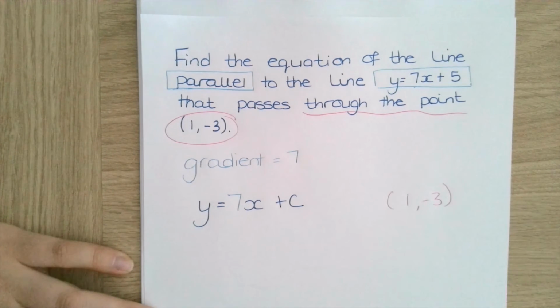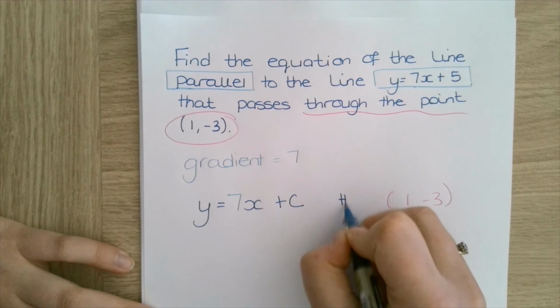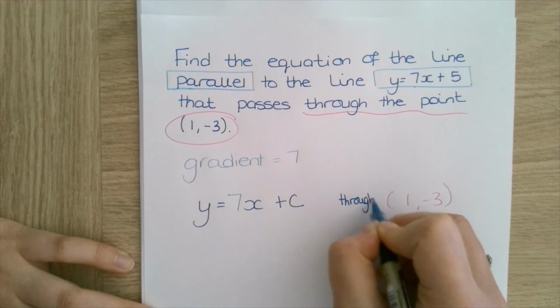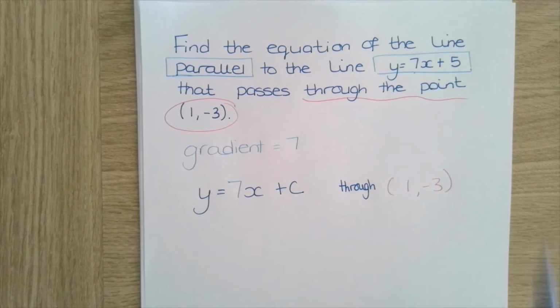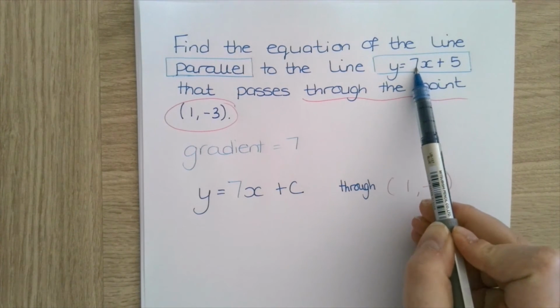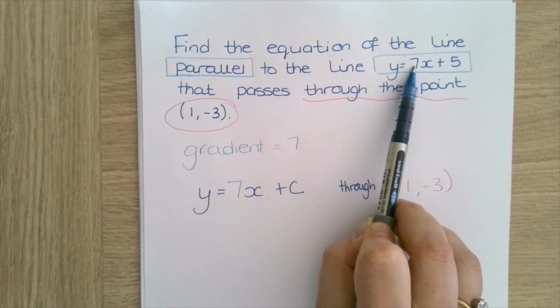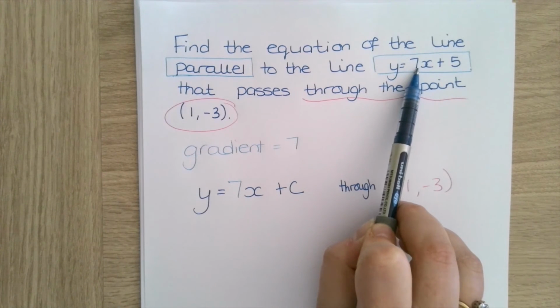So I will always write out the key bits of information before I start to do this. So just to remind you, I've got my gradient because it's parallel to this line. So my gradient of this line is 7.